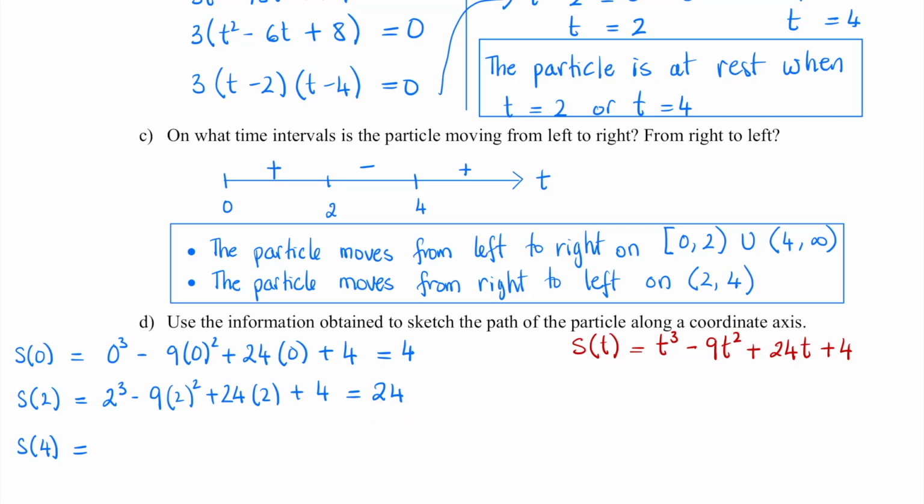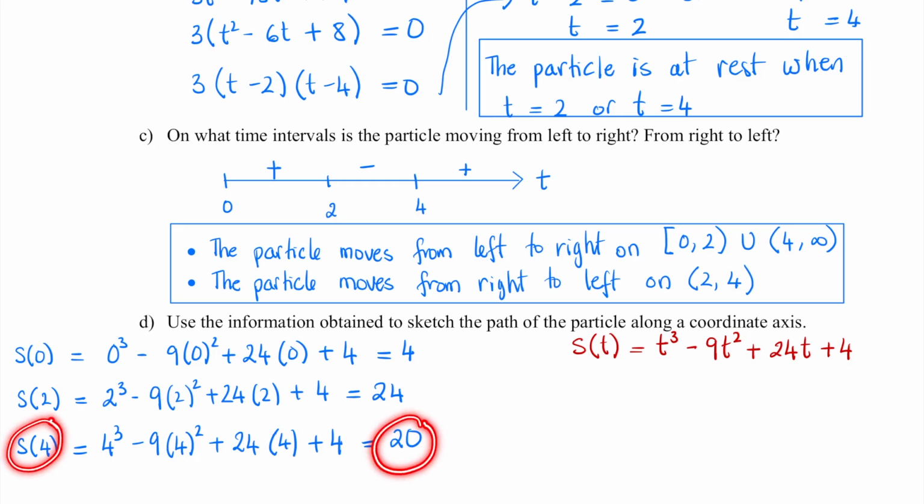Now, we find the position at t equals 4. Again, we substitute into the function. We get s of 4 equals 4 to the third minus 9 times 4 squared plus 24 times 4 plus 4, which is 20. So s of 4 equals 20. This tells us that at time t equals 4, the particle is located at position 20.